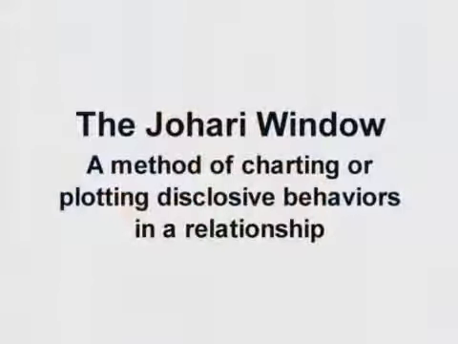So what is this window that was named for two guys named Joe and Harry? The Johari window is a way to look at your relationship with one other person and is a model that represents our level of self-disclosure and our level of receptivity to feedback in that one relationship. One way to define it is a method of charting or plotting disclosive behaviors in a relationship. The Floyd text says that the Johari window is a visual representation of components of the self that are known or unknown to the self and others.